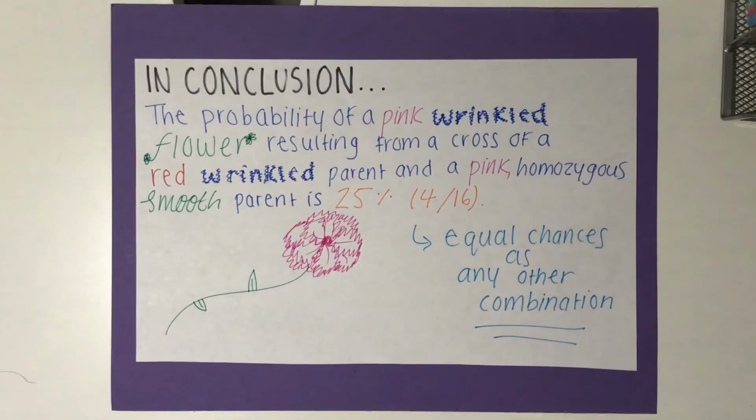In conclusion, the probability of a pink wrinkled flower resulting from a cross of a red wrinkled parent and a pink homozygous smooth parent is 25%, so 4 out of 16, which is an equal chance as any other combination.